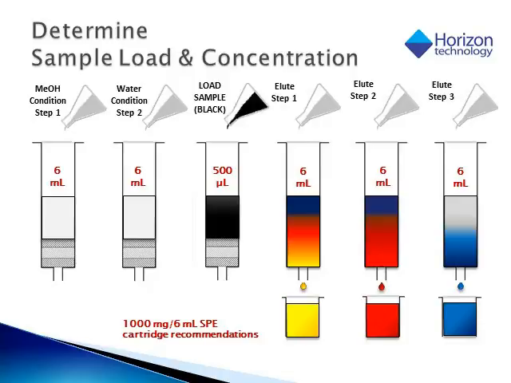2 condition steps where they recommended 6 milliliters of volume. A load step where 500 microliters was recommended, and then because all 3 of the colors were chosen to be collected, we don't have a wash step, we have 3 elution steps, each recommended for a 6 milliliter volume.